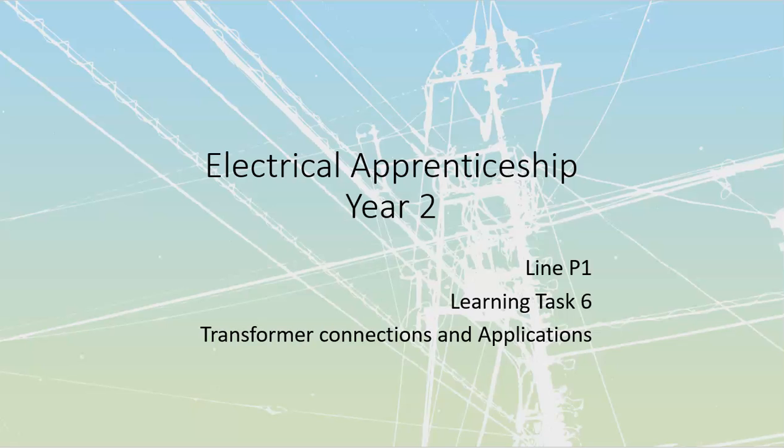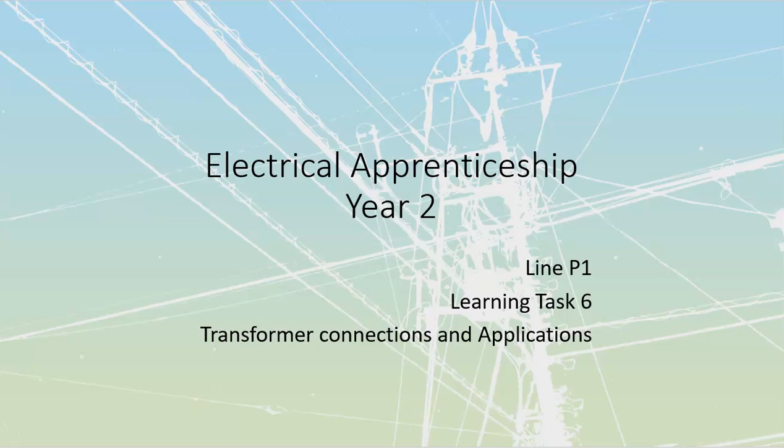All right, line P1, we're in learning test 6. We're going to take a look at transformer connections and applications. So we've looked at the basic ideas of transformers, the way that we can stick a voltage on one side, we change that electrical energy into magnetic energy, and then we pass it over to another side.